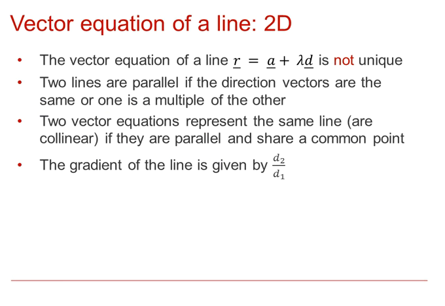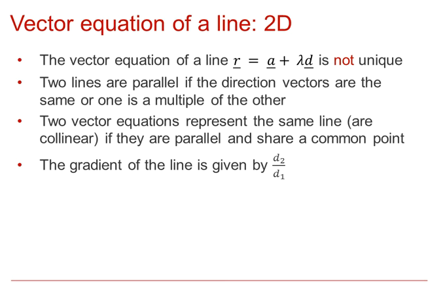Two lines are parallel if the direction vectors are the same or one is a multiple of the other, and we saw this in the previous series. d, which we found as either AB or BA in the last slide, could easily have been a multiple of (-1, -3) or (1, 3). So we could have used, for example, (2, 6). Two vector equations represent the same line, or are collinear, if they are both parallel and share a common point.